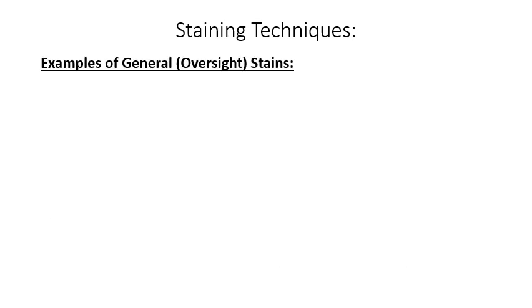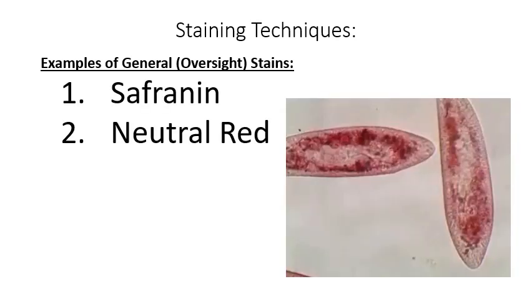Okay, so examples of general or oversight stains. Safranin is a general stain which will stain everything equally. Here you see safranin on the right. That's what's staining these paramecia. And neutral red is another general stain. So in a quiz, I might ask you, tell me the names of two general stains. Safranin is one, neutral red is another. Two general oversight stains, safranin and neutral red. So you should definitely remember those names.